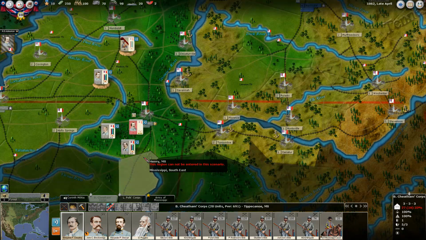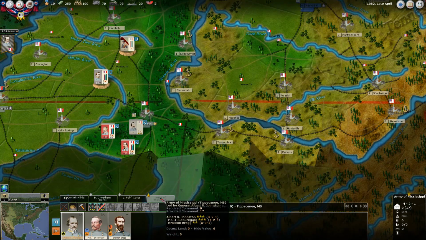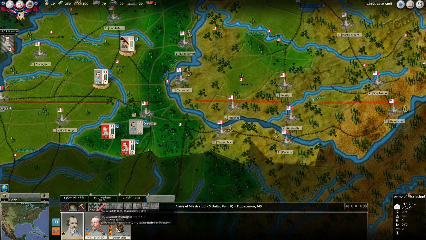Okay, so I went ahead and just took everything out of the Army of the Mississippi with the exception of Johnston, Beauregard, and Bragg. There's 2 lines of thinking for armies, and I'm not going to say one way is better than the other. Some recommend the all or nothing approach. So basically, you have a stack of troops in your actual army HQ.